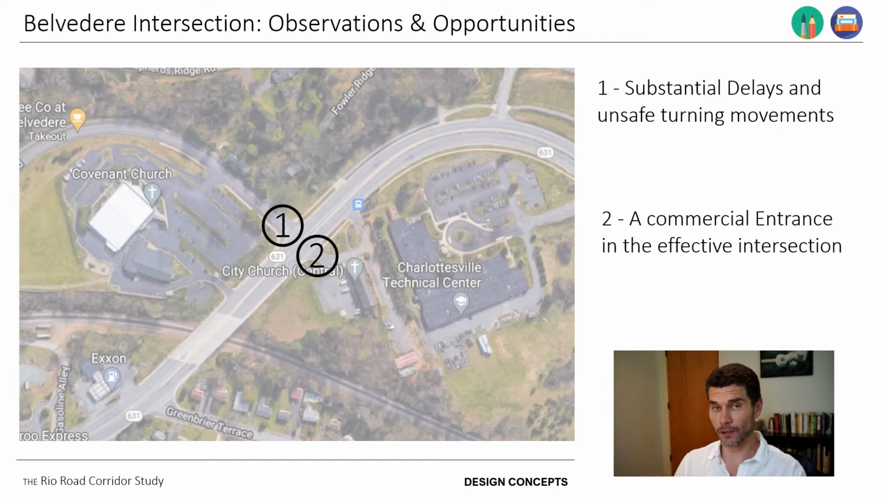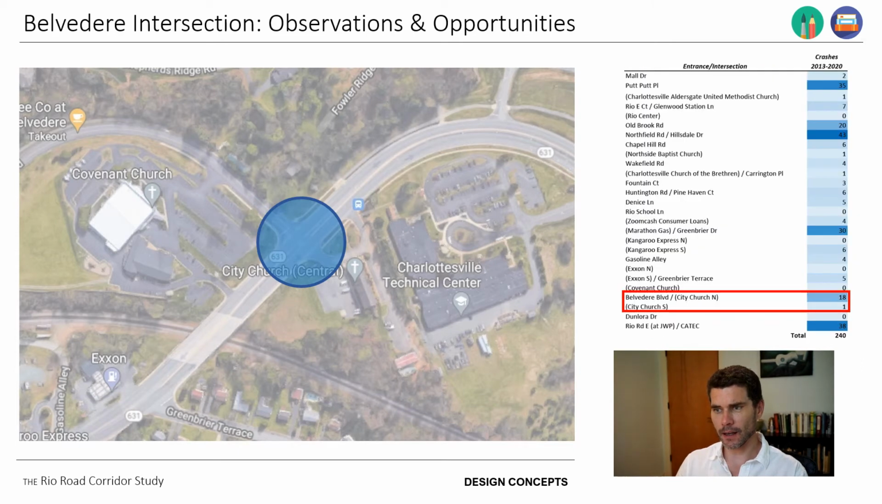There's also a commercial entrance more or less in the intersection, and that also contributes to problematic aspects of the operational capacity of this intersection. So we'll be working specifically with City Church on an agreeable solution that allows them to maintain good access while hopefully moving that commercial entrance out of the effective area of the intersection. Again, between 2013 and 2020, there were almost 20 crashes at this intersection, again indicating that safety is a concern and that whatever we propose needs to promote additional safety benefits to the intersection.